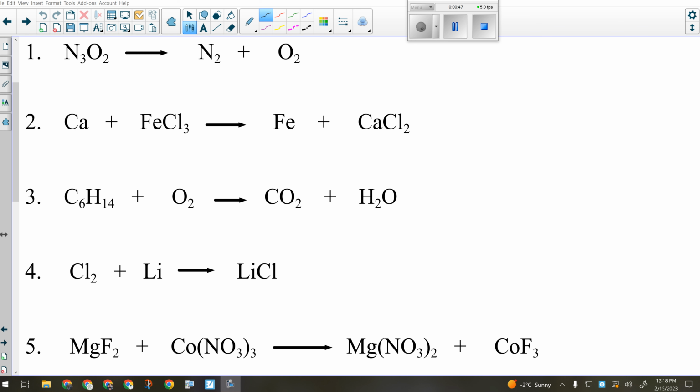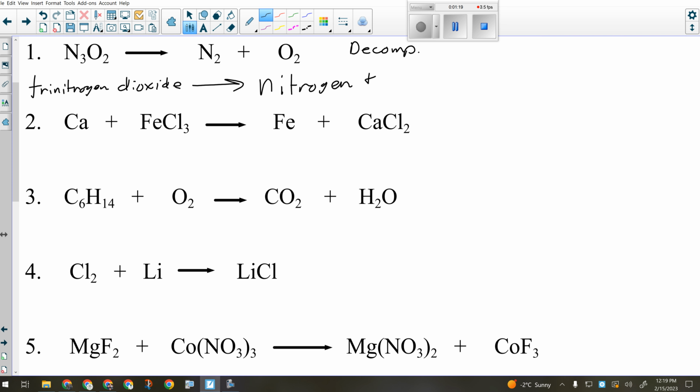That's a decomposition reaction, yeah. If I want to write this out in words, this is a molecular compound, so I'm going to need my prefixes. This will be trinitrogen dioxide, and that is going to break down into, do I change the names of these? No, I just write their element names because that's what they are, nitrogen plus oxygen.